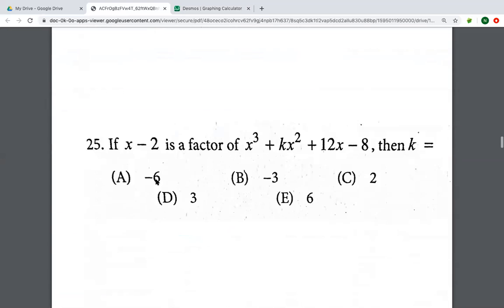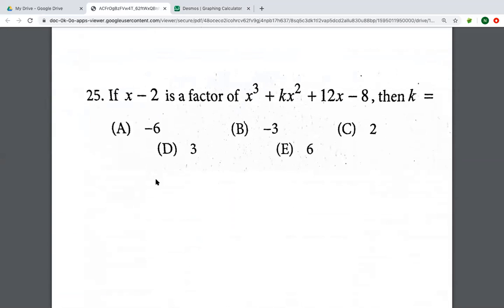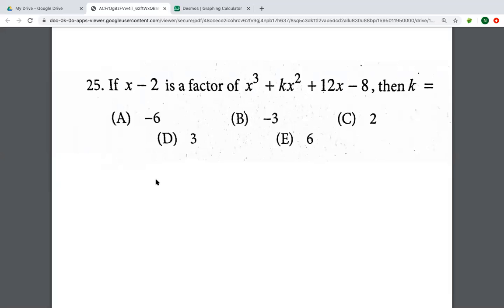Okay, the next one. Ooh, these are fun. I like these. So if x minus 2 is a factor of this problem, then k is equal to what? Okay, so x minus 2 being a factor means that you're multiplying it times something else. So I'm going to have x squared plus bx plus c.